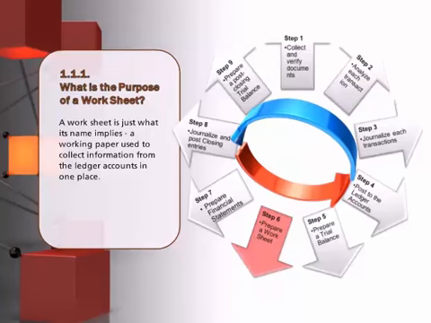Look at the exhibit. In this chapter you will learn how to prepare a worksheet, the 6th step of the accounting cycle. With this step, businesses collect information from their ledger accounts and record this information on a single form. A worksheet is just what its name implies, a working paper, used to collect information from the ledger accounts in one place. Like the T account, the worksheet is a tool that the accountant uses.